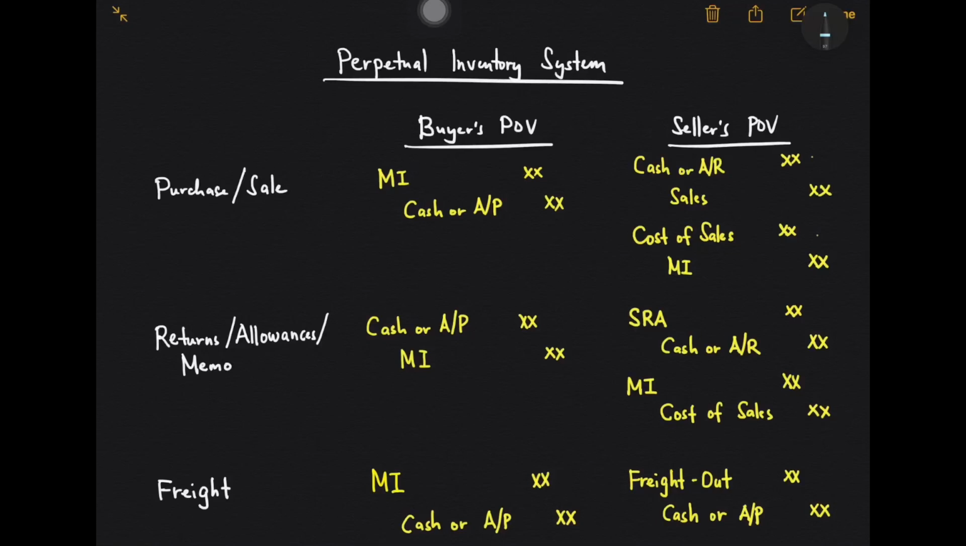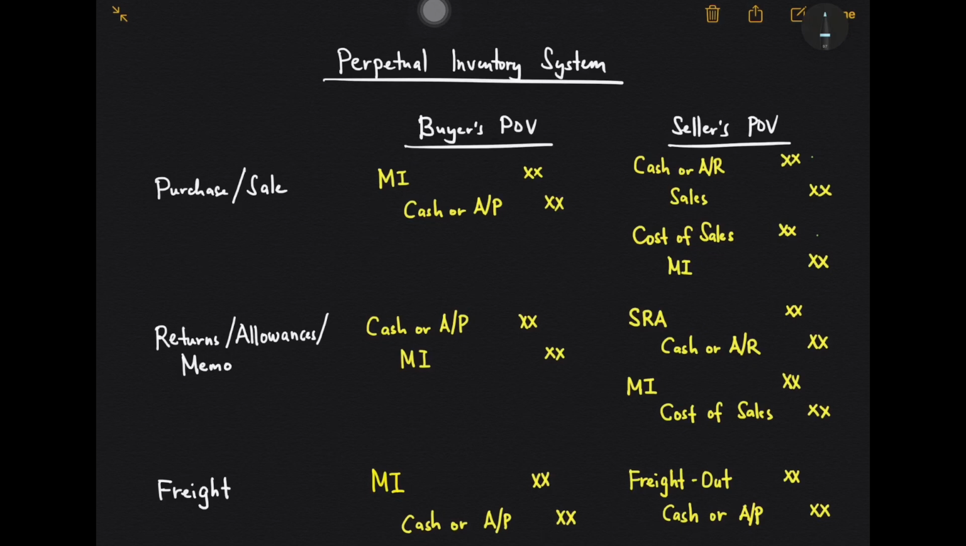In this video, I'm going to journalize transactions under the Perpetual inventory system. Before that, let me first give you the pro forma for the entries. If you are the buyer and you are buying, instead of debiting purchases, because that's for periodic, you will debit merchandise inventory, and then you credit cash or accounts payable.